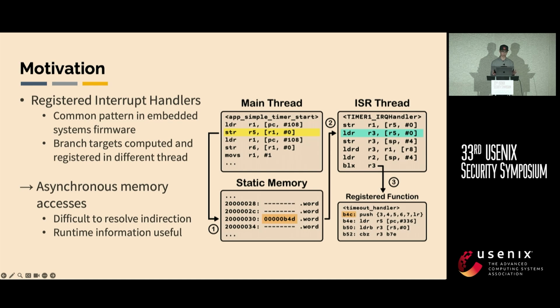But yeah, so it's characterized by asynchronous memory accesses, and that makes it particularly difficult to resolve the indirection that results from this, because your branch target isn't solely determined by the local context of the indirect branch. So for this, we think that runtime information might be helpful, since you can calculate it, put the target in the correct destination, and then see if you can find it from there.